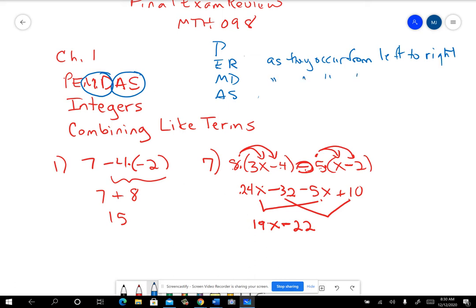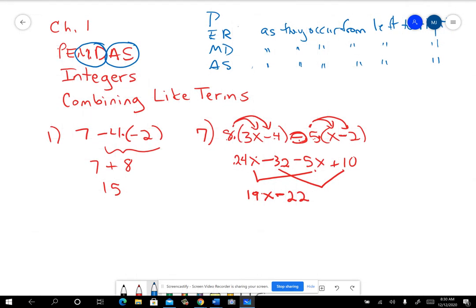Same thing here. Multiplication doesn't come before division. If there's multiplication and division in a problem, you do them as they occur from left to right, okay? All right, now that's basically it for the chapter 1 material.